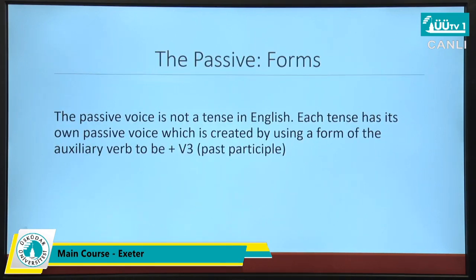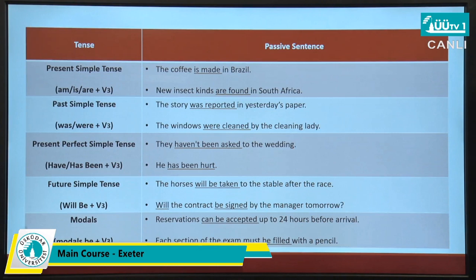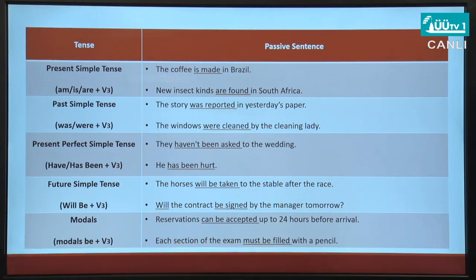So the forms of passive. The passive is not a tense in English, so each tense has its own passive voice, which is created by using a form of auxiliary verb to be and verb 3. So let's look at them, each one by one. So the first one is present simple tense. So be in present simple tense turns into am, is, or are.